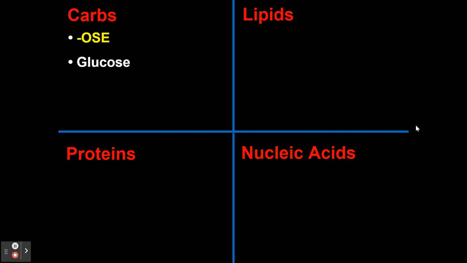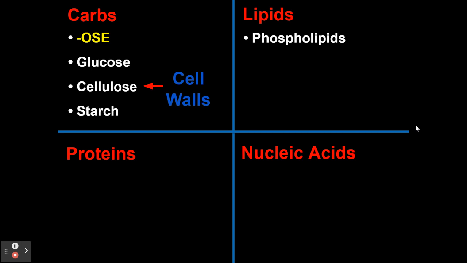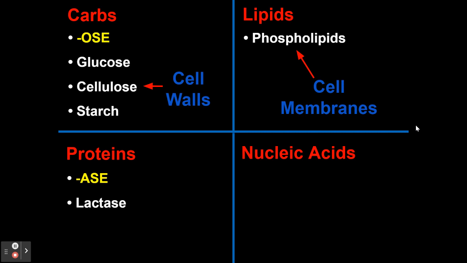Carbs very often end in ose, so things like glucose and cellulose, but also things like starch. Cellulose and starch are both polysaccharides, and cellulose helps make the cell wall. Lipids, the main one you've got to remember are phospholipids, and those go together to make a cell membrane. Proteins, enzymes very often end in ase, so things like lactase. And then remember that ribosomes are made of proteins and also make proteins. Nucleic acids, DNA and RNA, are the two to definitely remember. But then ATP is also a nucleotide with just the two extra phosphates.